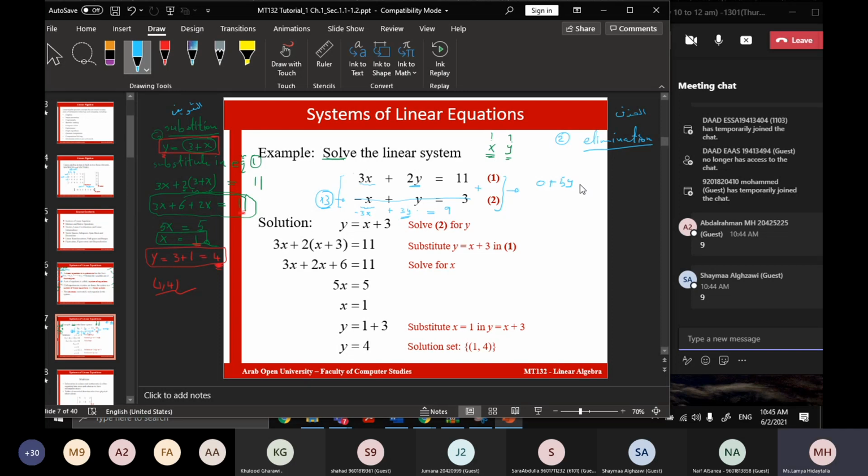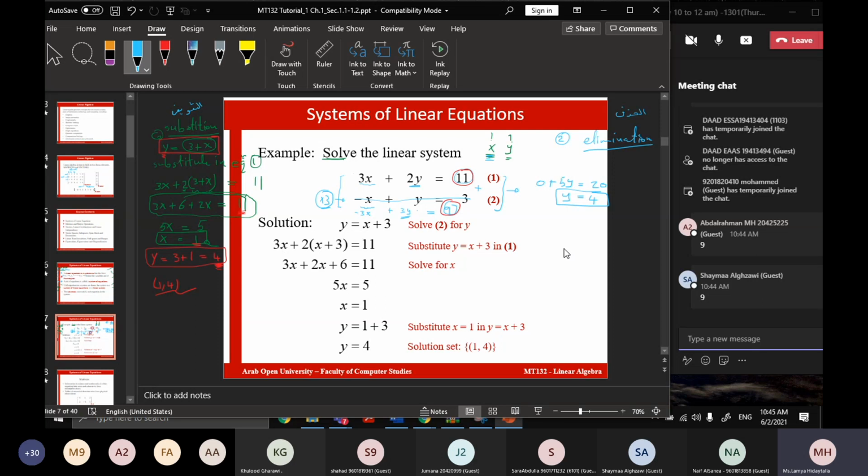Is equal to what? 11 plus the 9, correct? 11 plus the 9, which is 20. Yes? So 5y is equal to 20, so y is equal to 20 over 5, which is 4. So we get the value of y, which is equal to 4. But still now, I need what? I need the value of x.